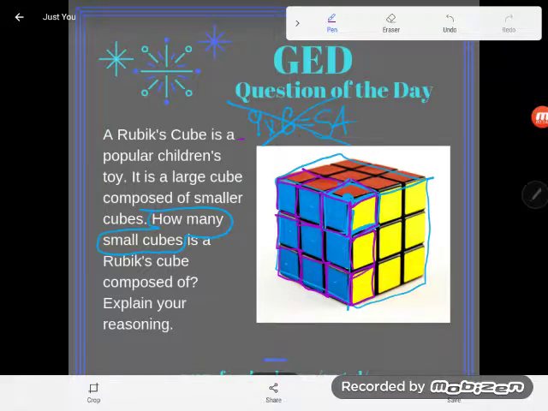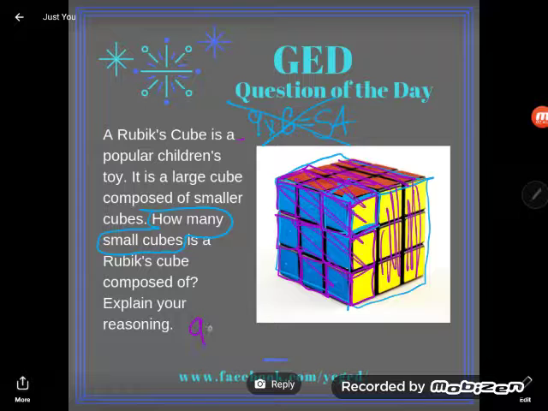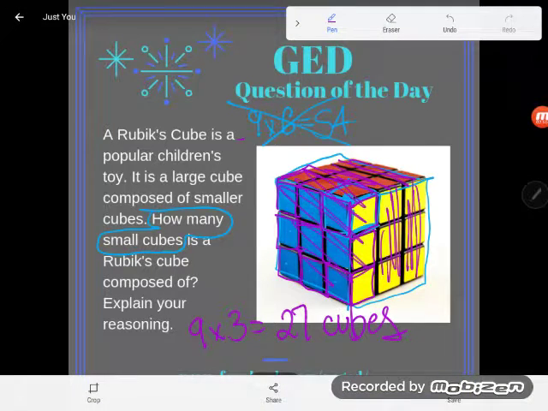Okay, but I don't just have one row of cubes. I have 1, 2, 3 rows of 9 cubes. I have 9 cubes, rows of cubes 3 times. I have 9 times 3, 27 cubes here. Even if you didn't know anything about volume, you should be able to count those cubes up if you just know what a cube is.